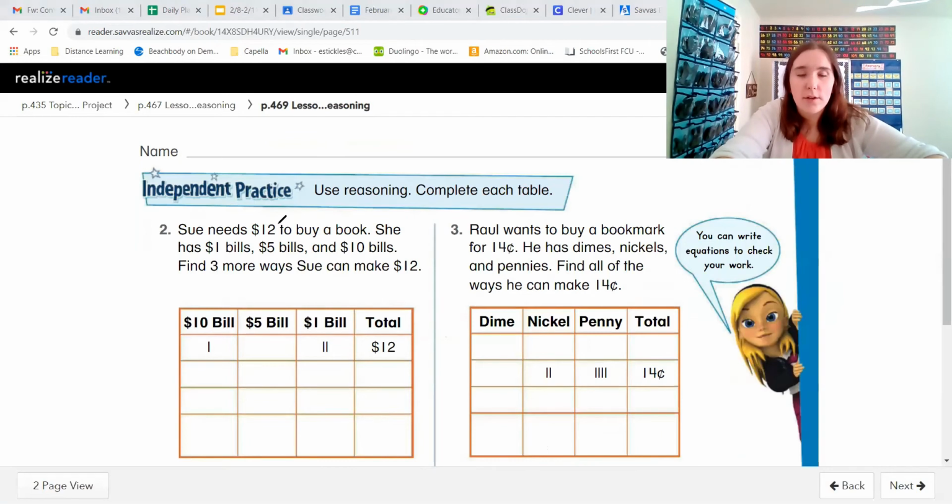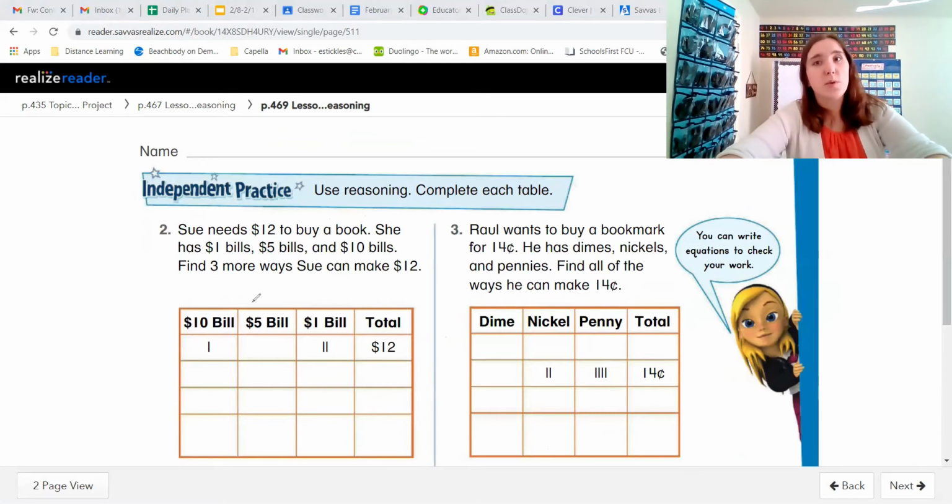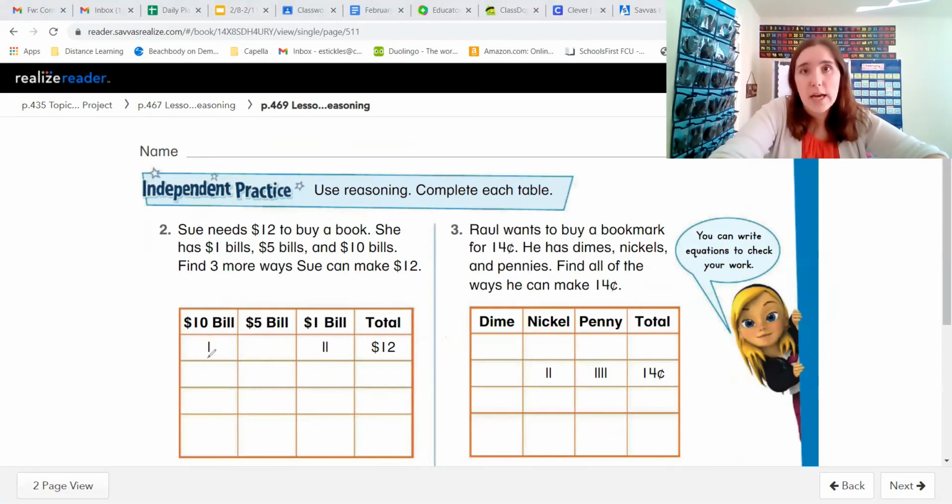Sue needs $12 to buy a book. She has $1 bills, $5 bills, and $10 bills. Find 3 ways to make $12. So we're going to be using 10s, 5s, and 1s to make $12. I always like to start with the biggest bill, and they already did it. They said one $10 bill plus 2 1s makes 12.